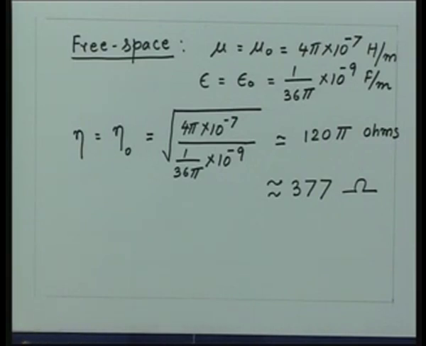Now, this is very interesting that when in the medium there is nothing there, at the free space, that medium appears like a resistance of a value of 377 ohms.